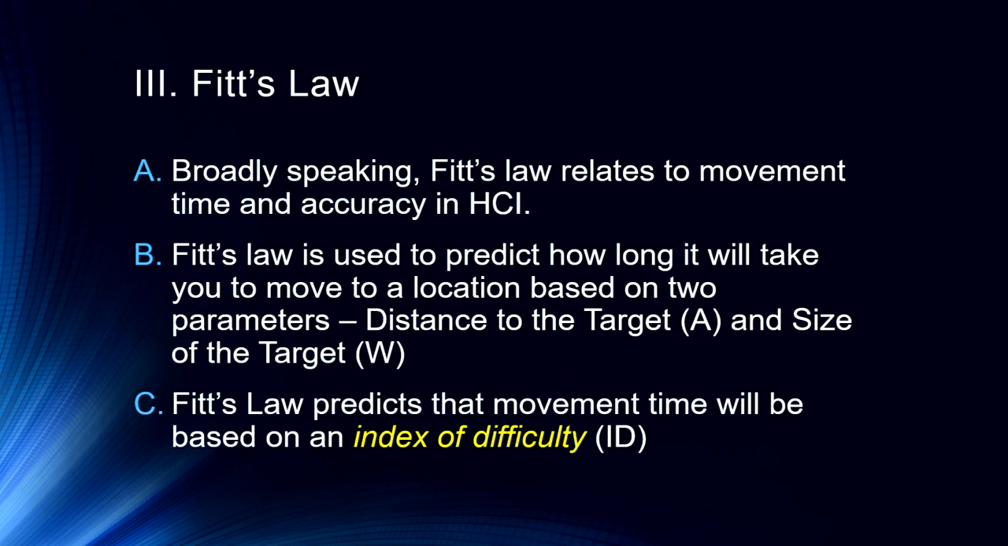So Fitt's law predicts that movement time will be based on what we call an index of difficulty. And that index of difficulty takes into account target size and distance. So the index of difficulty is the log to the base 2 of 2 times the distance to the target, divided by the size of the target. W stands for width, I think, is what they're talking about here. And so this particular law is very consistent in terms of predicting both your accuracy and the time it will take you to move to a particular target location.